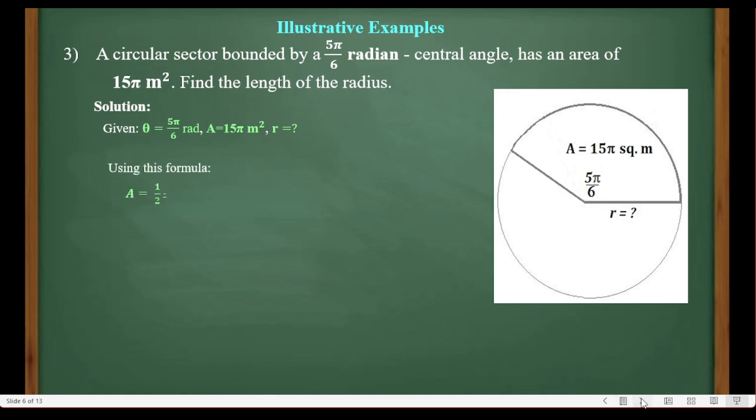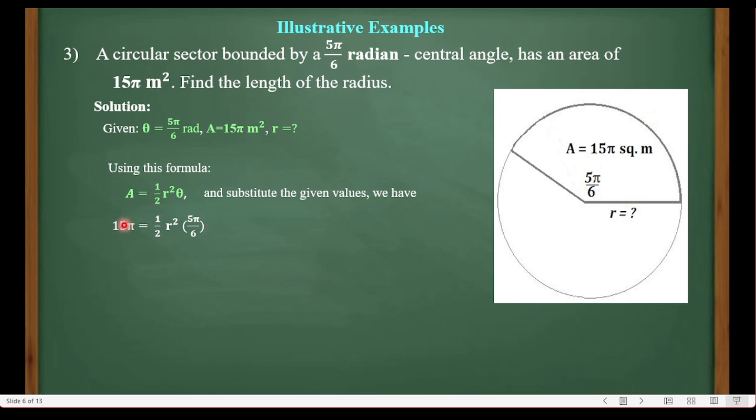So using the formula, area is equal to 1 half r squared theta. We directly substitute the value of these two parameters on this side of this equation, together with the area of the sector as well. Okay? So, in order to compute for the length of the radius, the area of the sector is A, which is given as 15 pi. Then copy this one, 1 half r squared, and the value of theta, which is already given here, which is 5 pi over 6. So we substitute.